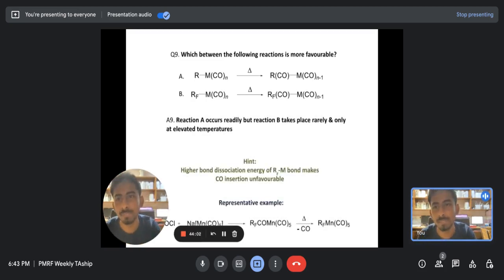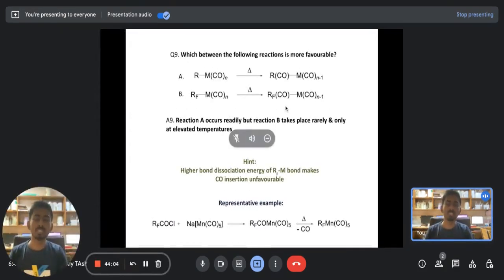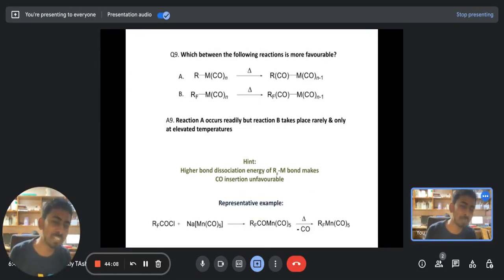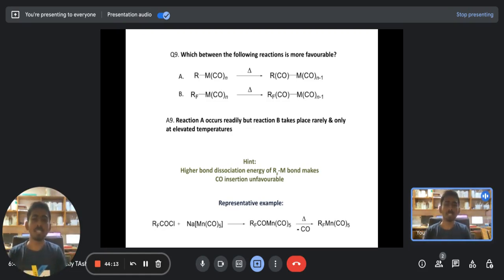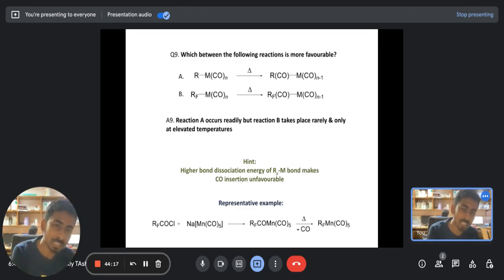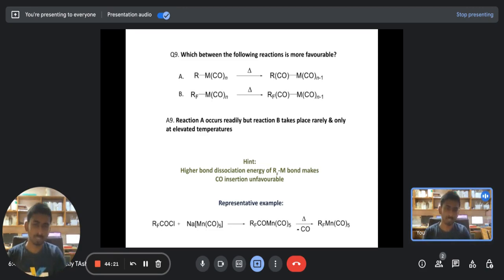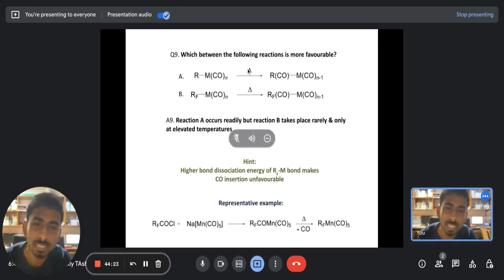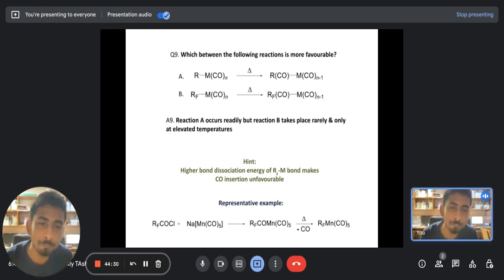This is a very basic question, and we need to discuss it to clear the concept about migratory insertion and the relative stabilities of the bond of carbon with metal. Now, in case of A, the reaction occurs readily. But in case of B, the reaction takes place rarely and only at elevated temperature, because the delta H in this case is quite high compared to the delta H in the other case. So the hint I have given, that is the higher bond dissociation energy of the M-RF bond, makes CO insertion unfavorable.